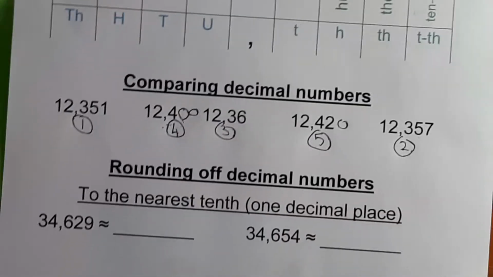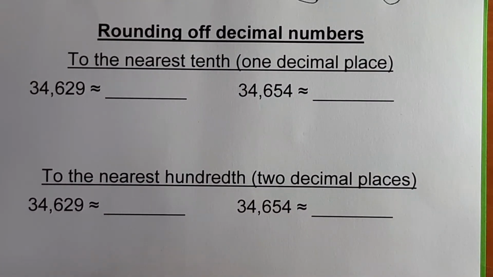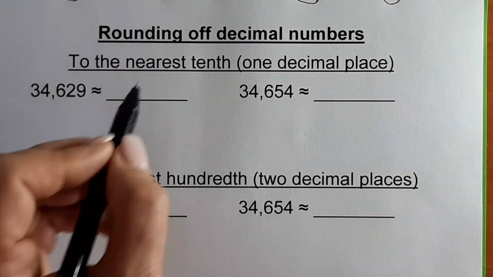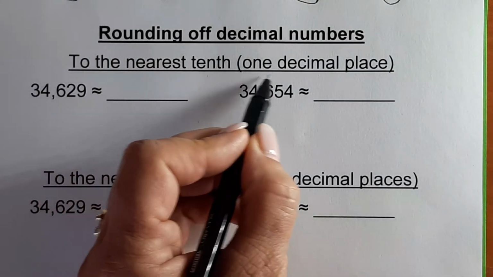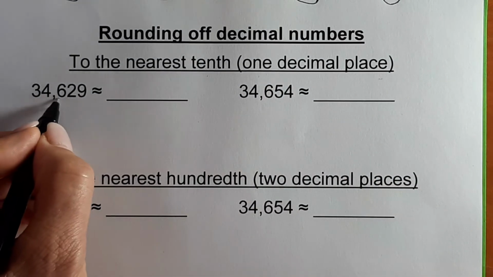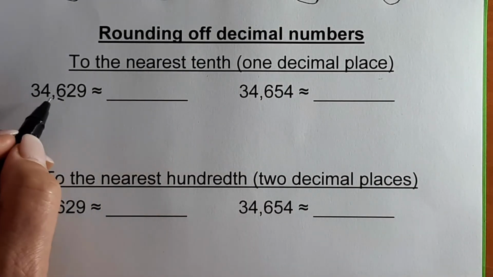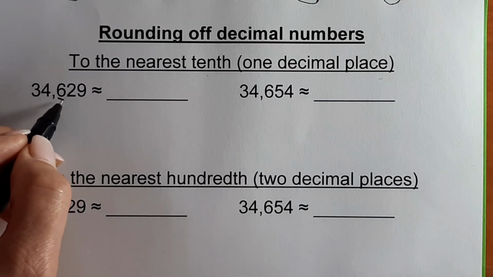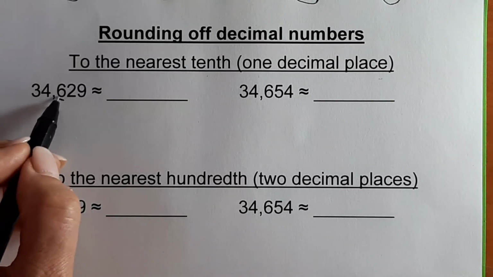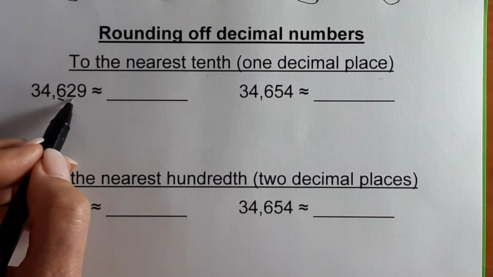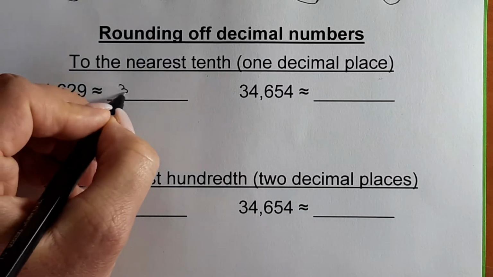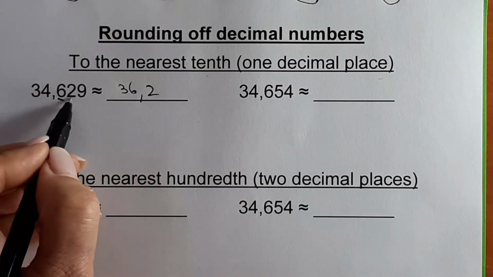To round off decimal numbers to the nearest tenth, if it says the nearest tenth or 1 decimal place, you underline the tenths. And then you just think again, knock, knock, who's knocking at my back door? 5 or more, raise a score. 4 or less, leave the mess. So who's knocking behind the tenths back door? It's the 2. So it's 4 or less, leave the mess. So you just write down 36,2 and you leave the mess.